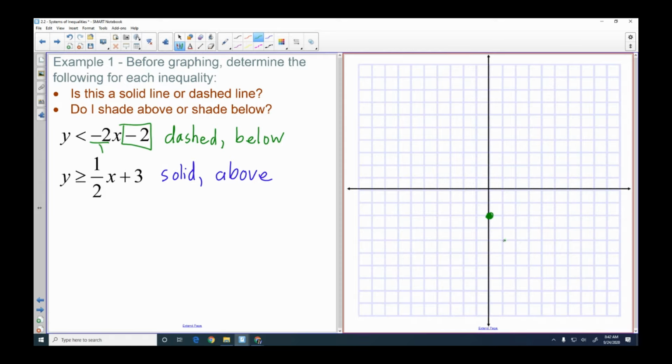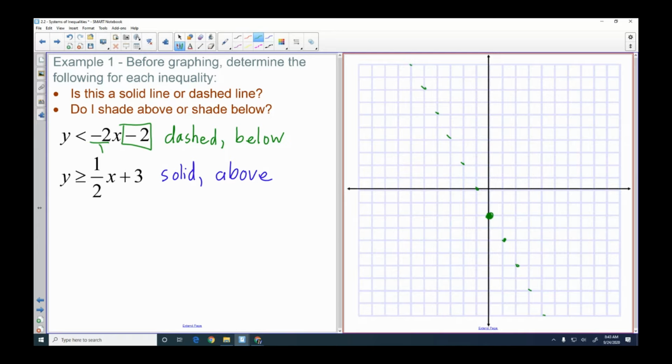Down 2, right 1, down 2, right 1. And we just continue that pattern. To go in the other direction, I would go up 2, left 1, up 2, left 1, up 2, left 1. And there's our dots. So far, this is just like solving systems of equations by graphing that we did at the first half of today. But now is where the changes come in.